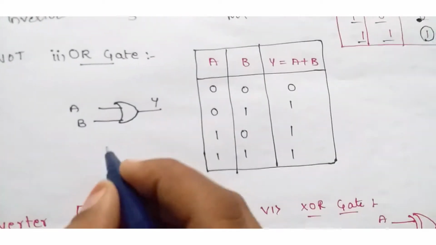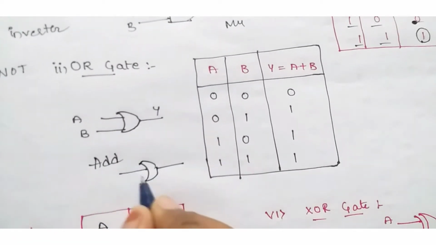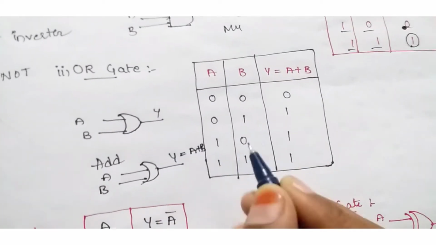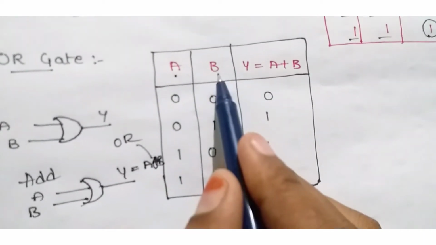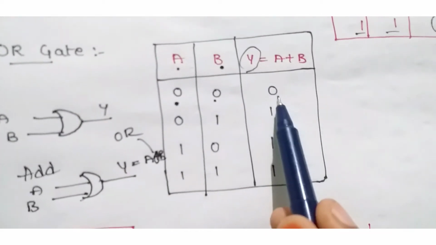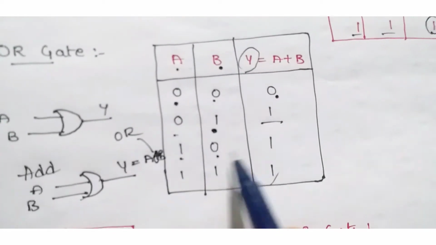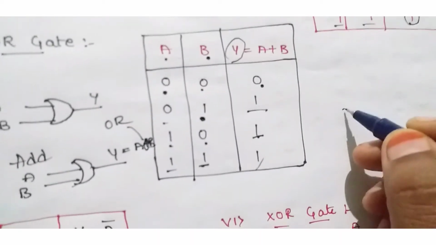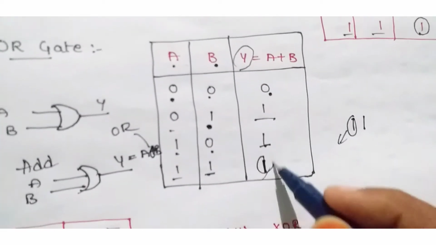Now let us see the OR gate. Here we have to add, so we represent the OR gate like this, with two inputs. Let us see the table, with A, B as inputs and Y as output. When we add 0, 0 we get 0. For 0, 1 we get 1. For 1, 0 we get 1 when adding. And for 1, 1 we get 1, 1, where this one is the carry and this is the output.